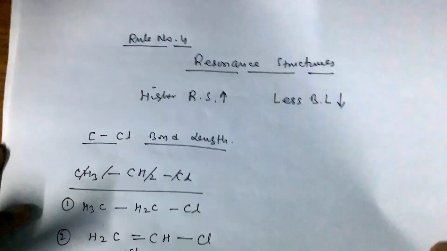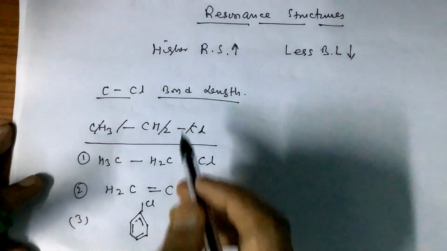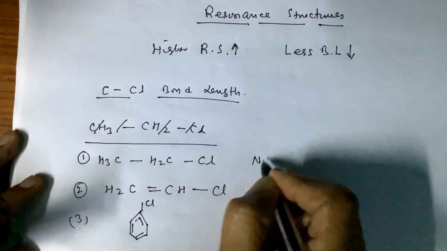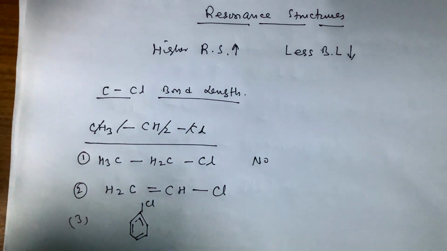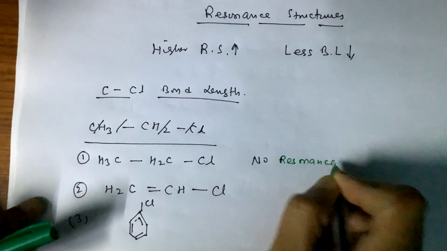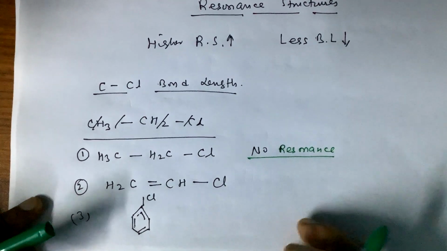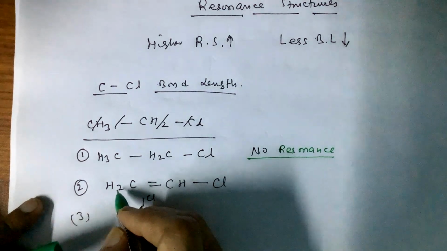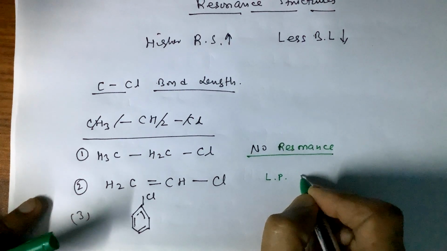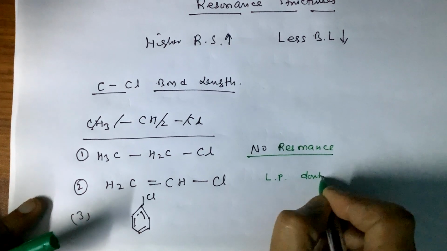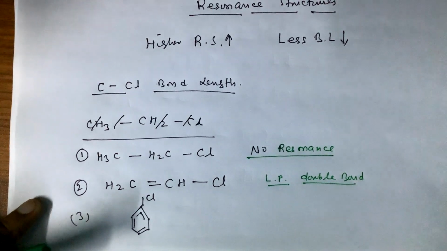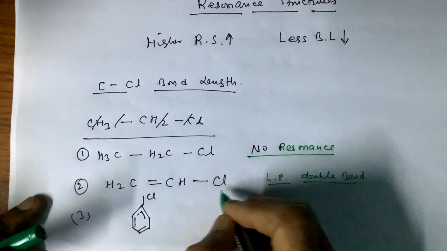See, these are 3 molecules. Now we are to compare the C-Cl bond length. Here there is no resonance. Here also there is no resonance. Here there is a double bond and lone pair, lone pair and double bond. Presence of lone pair, double bond and sigma bonding, then we say that there is resonance.